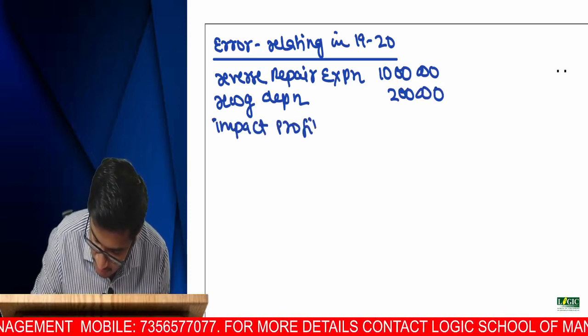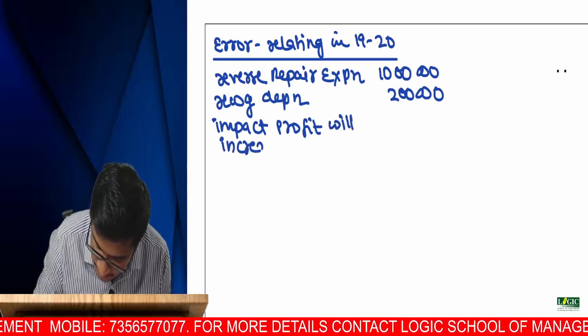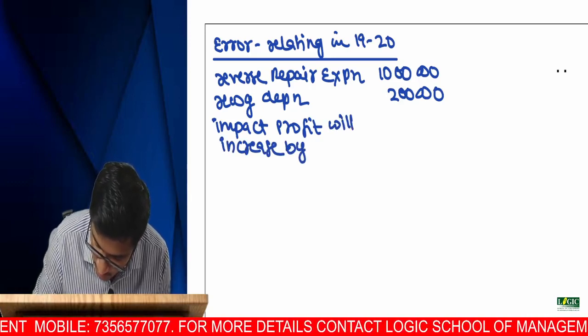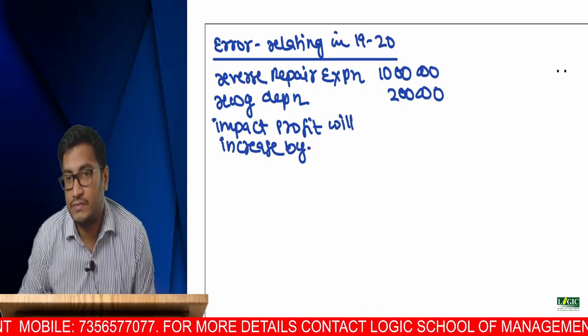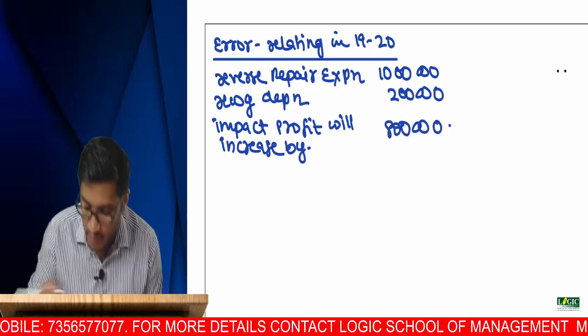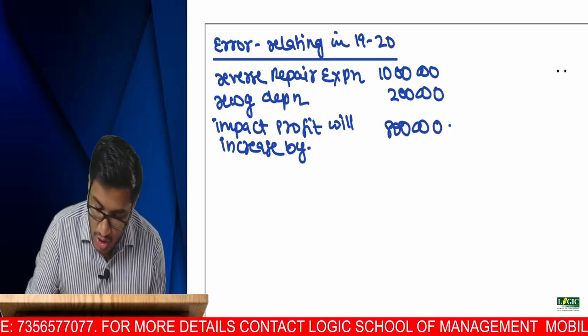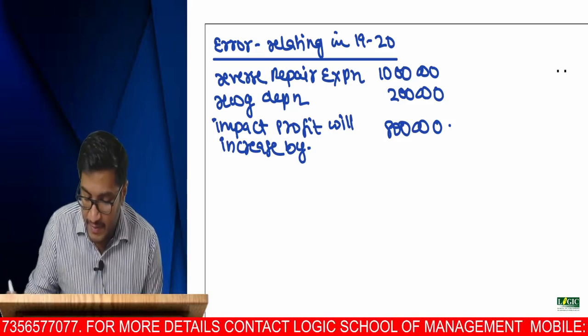Profit will increase by what amount? 8 lakh. Profit will increase by 8 lakh. You are not going to open the 1920 P&L.